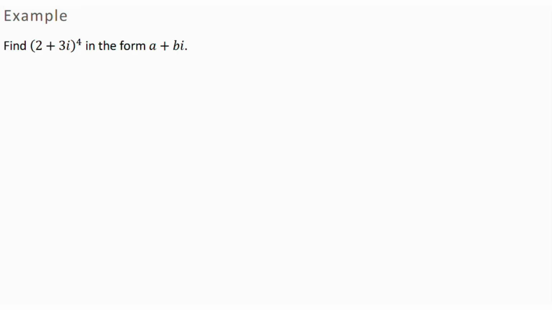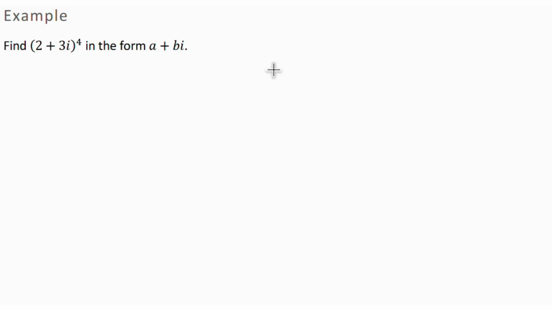Find (2 + 3i)^4 in the form a + bi. So here we're raising a complex number, remember this is just a number, to the power of 4. Now to do this, we're going to use binomial expansion, and I'm going to lay it out in the same way that I laid it out when we did binomial expansion.